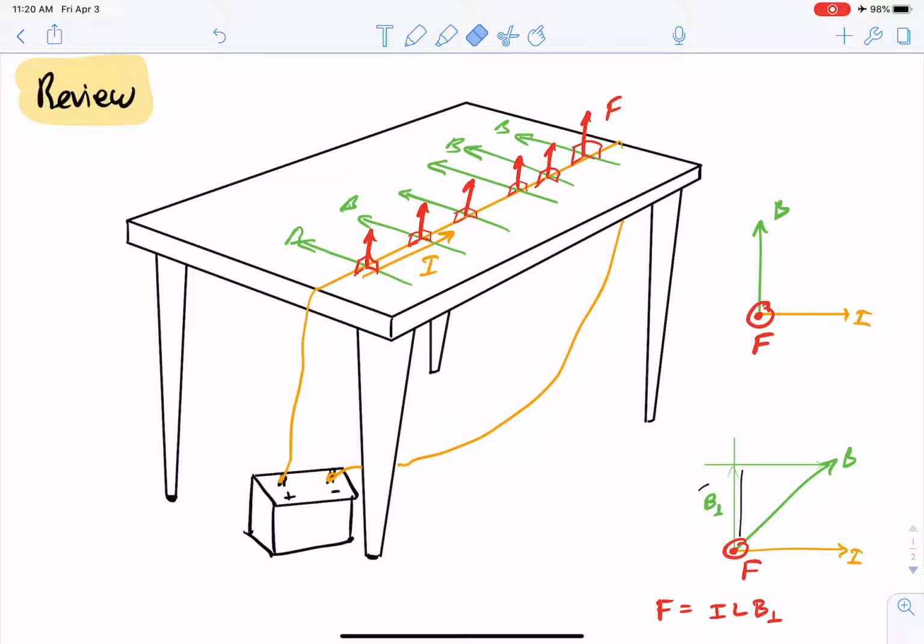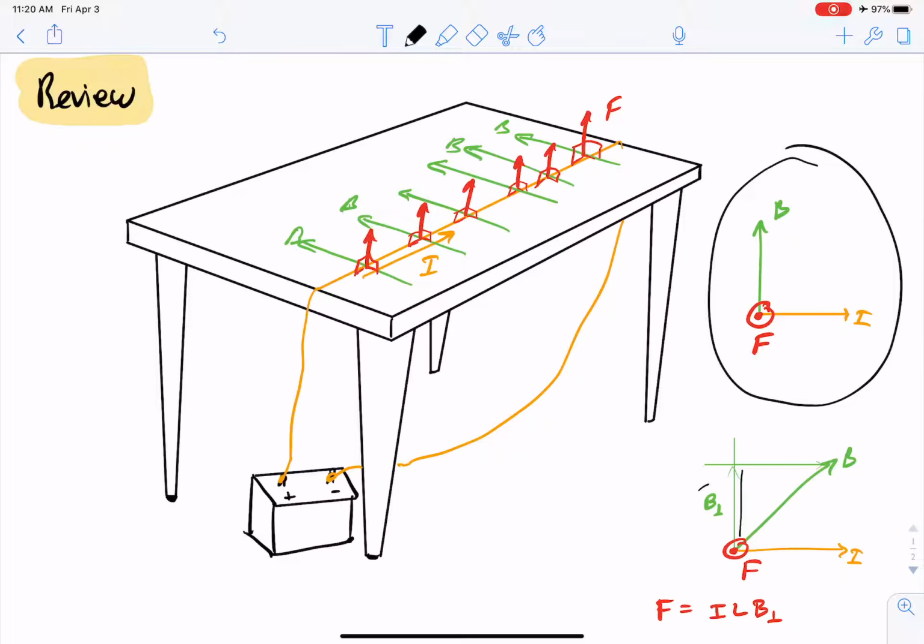So the situation I've drawn here is a magnetic field going across a table and a current in a wire, the orange one, going across the table also. And the two are perpendicular to each other. Okay, in that case, with this orientation, we found that the force was upward on the wire. We had another way of drawing that over here, the same situation, just simplified to remind ourselves of the orientations.